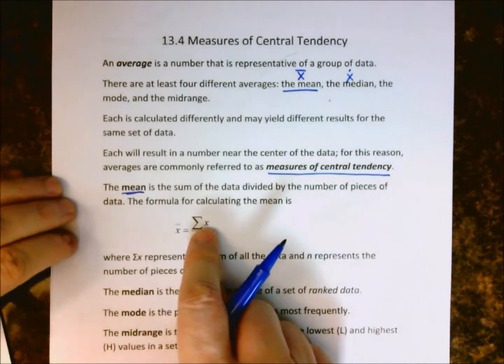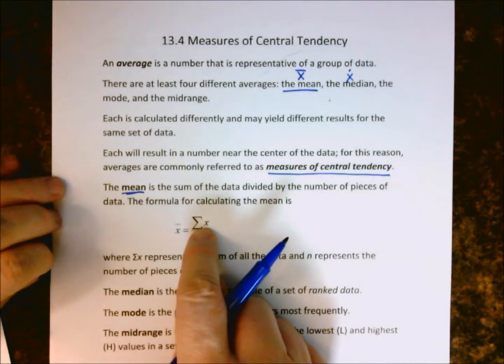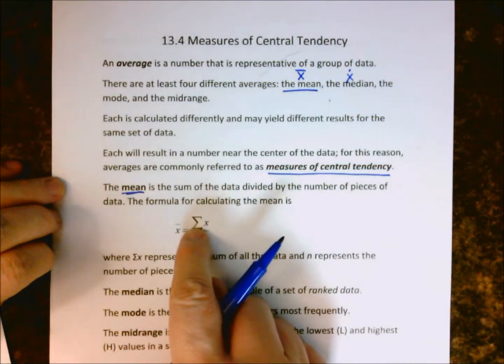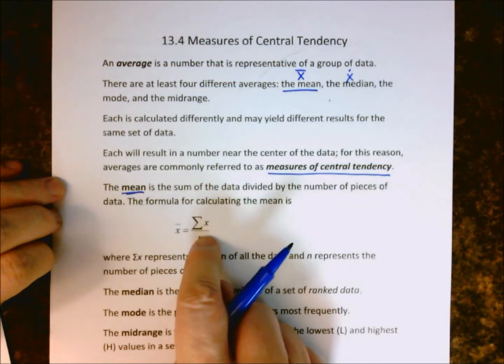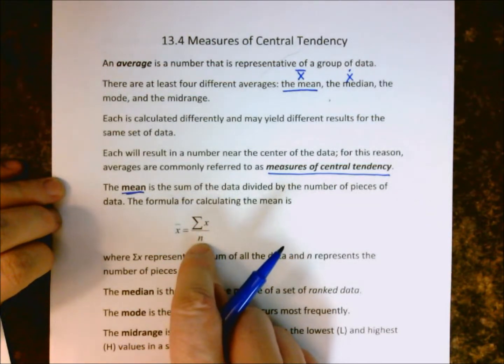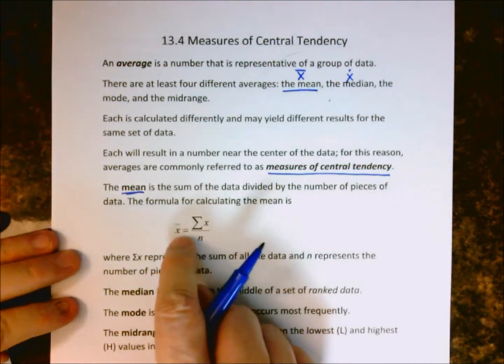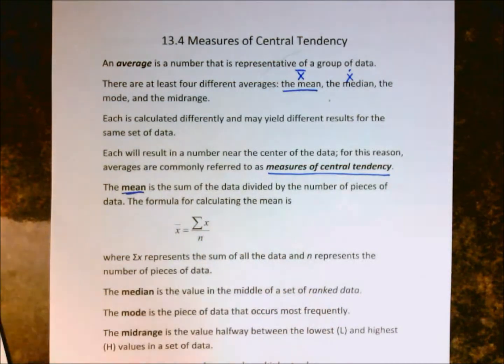You simply take however many things you have in your data set, you add them up. That symbol means the sum of the numbers. And you divide by how many numbers you have. N is the total number of numbers. And that gives you X with a bar over it, which represents the mean.